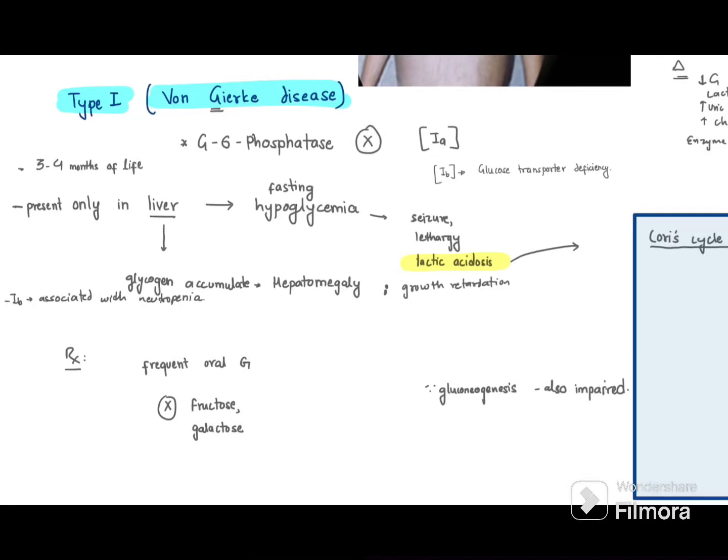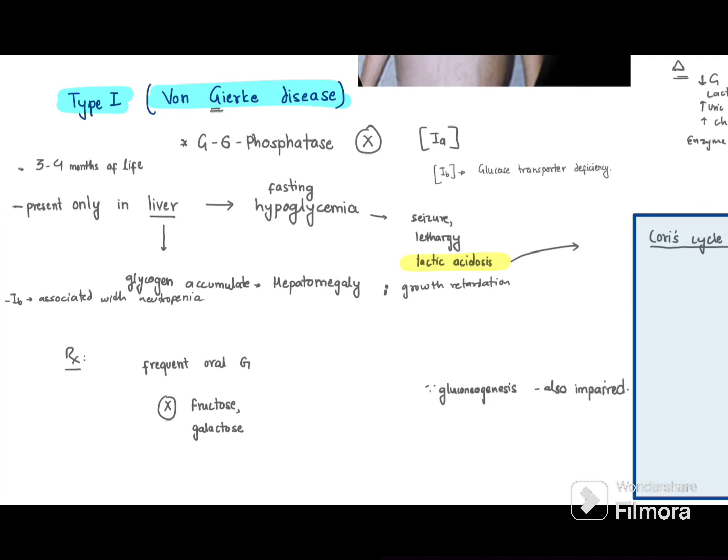In the previous part, we discussed glycogen metabolism and various types of glycogen storage disease, along with mnemonics. Now, in this part, we'll discuss the particular types of glycogen storage diseases. First one is type 1, or Von Gierke disease. G for Gierke and G for glucose 6 phosphatase, which is deficient in this condition, and there are two types of it, type 1A and 1B.